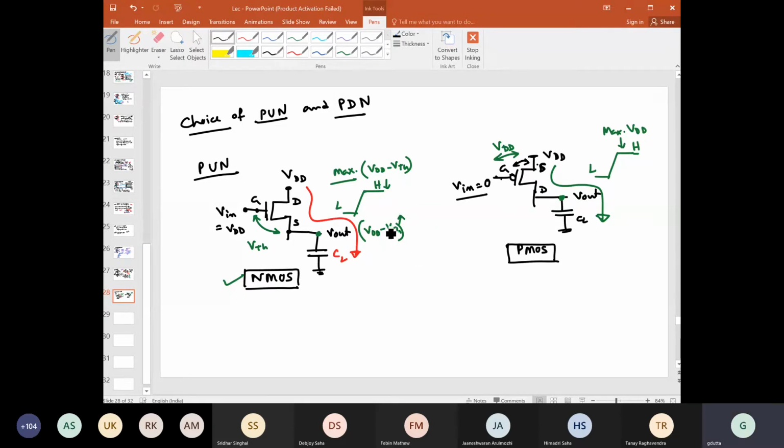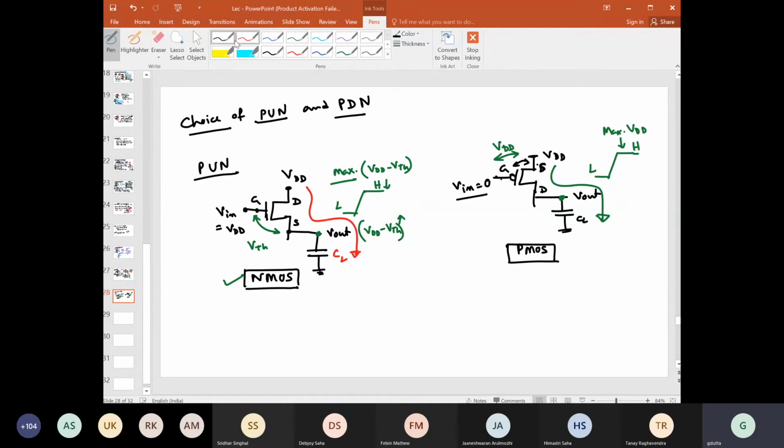What type of behavior is it showing? Input logic 1, output logic 1. Like a buffer. But it will not be a good buffer, because its output voltage will be one threshold lower than that.